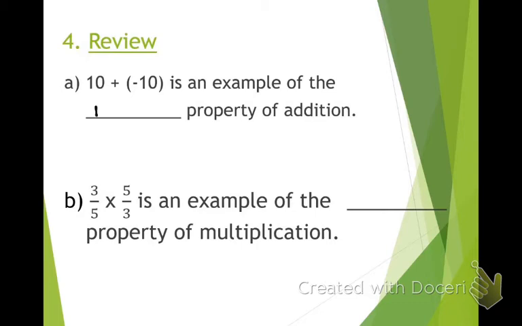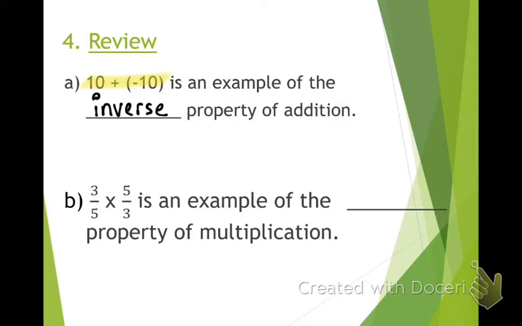Okay, that's why we want to memorize those clue words, because inverse means opposite. And this right here, those were opposites. Okay? Who got that correct? All right, very good job. Let's look at the next one, problem B. 3/5 times 5/3 is an example of the blank property of multiplication. Now, notice we've got multiplication here simply because that right there is multiplication. So that part at least makes sense of how to figure out what property it is.